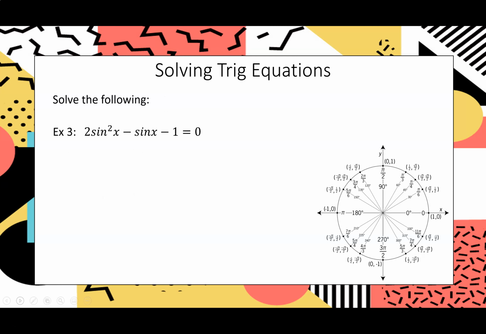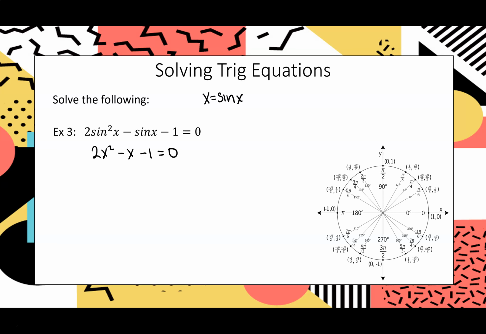So now let's beef this up a little bit. Let's solve the following. And you might recall that we have to factor this first, and then we can set our two parentheses equal to 0 and solve. But first things first, we have to set x equal to sine x. And let's rewrite this as 2x squared minus x minus 1 equals 0.